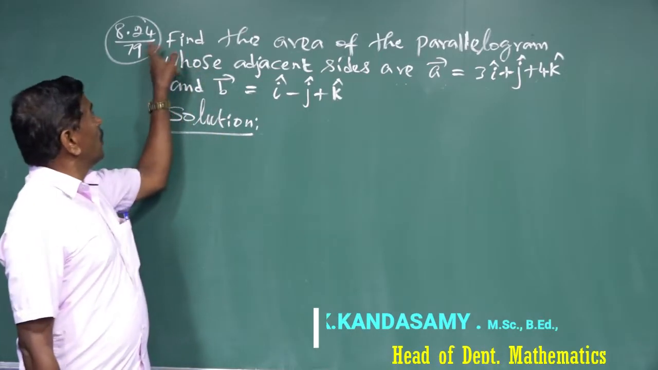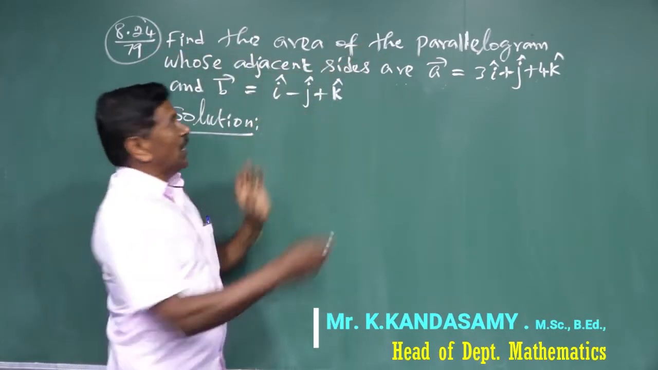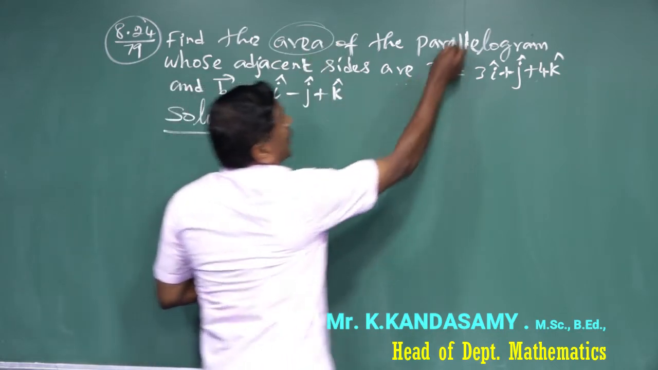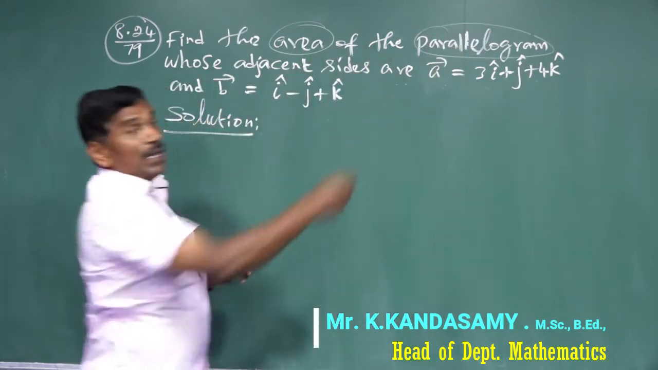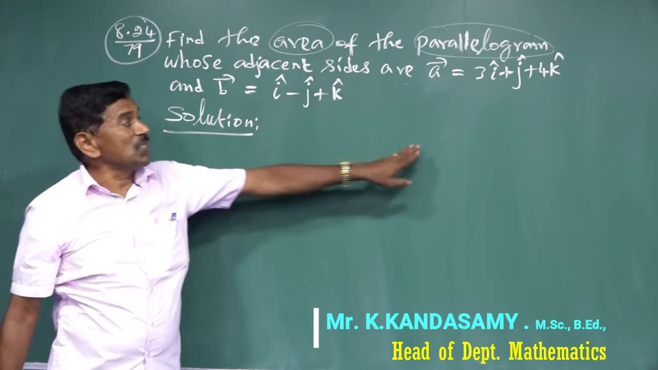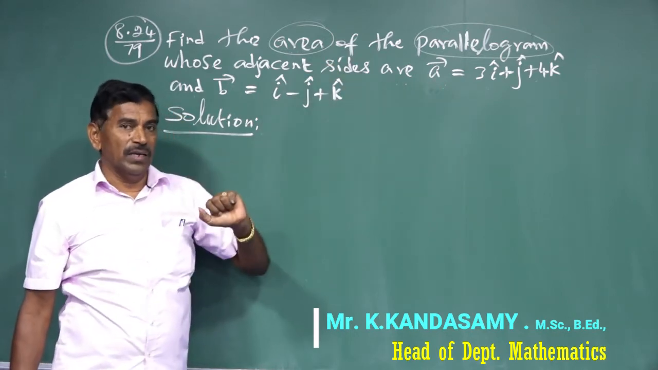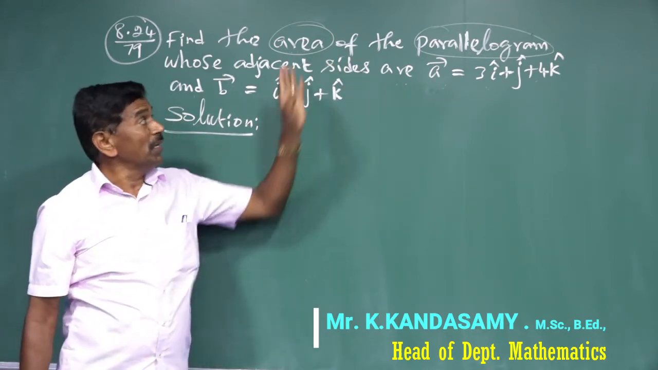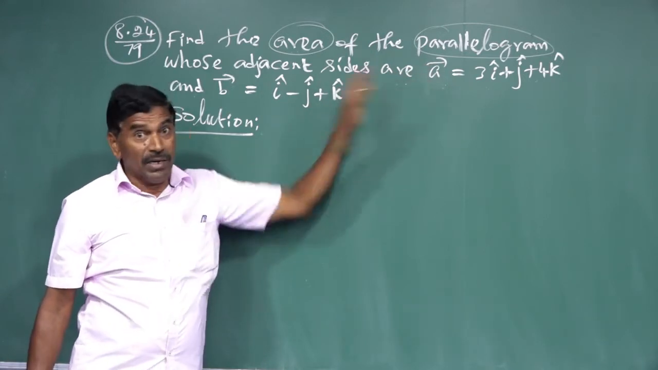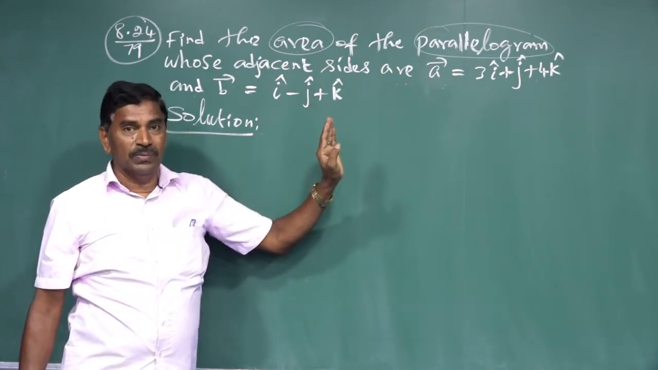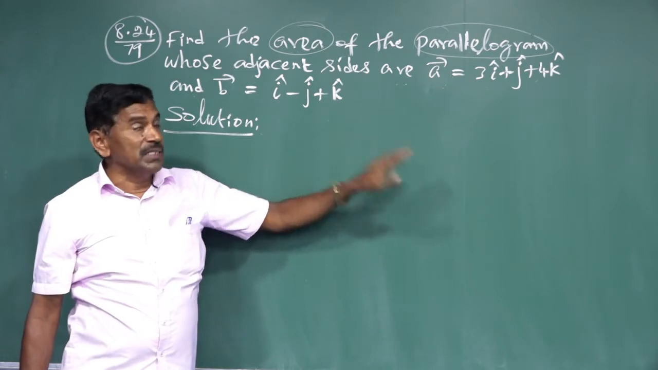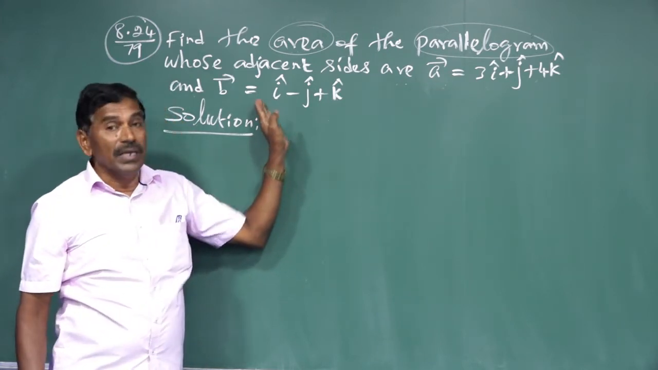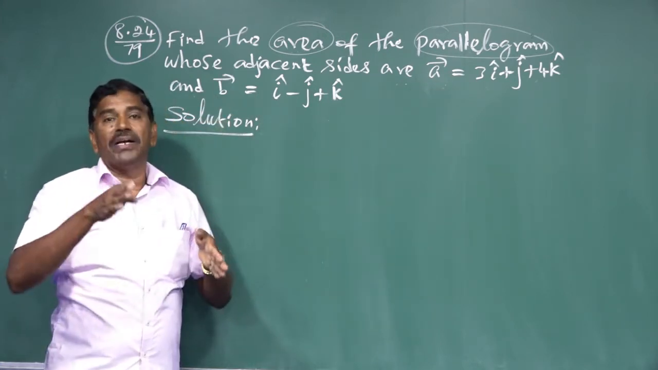Listen, example 24. Find the area of the parallelogram whose adjacent sides are A vector and B vector. Can you tell me the formula for the area of the parallelogram with adjacent sides A vector and B vector? Very good. The area is equal to modulus A vector cross B vector.